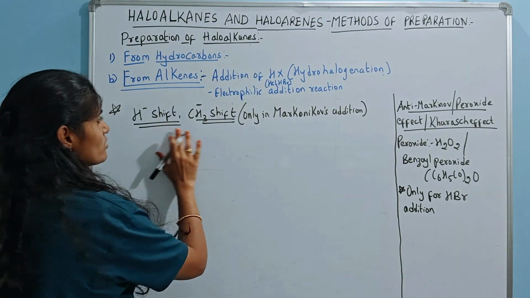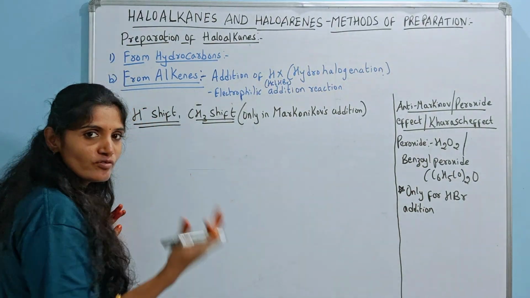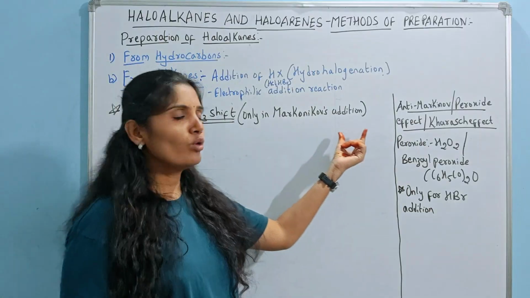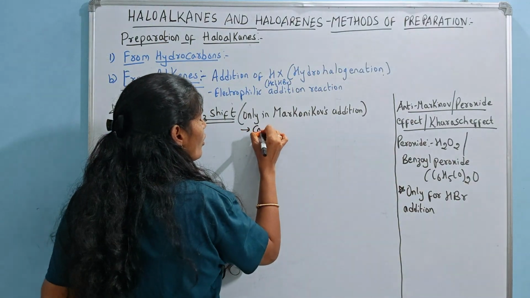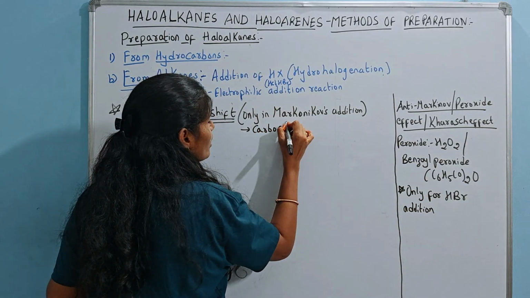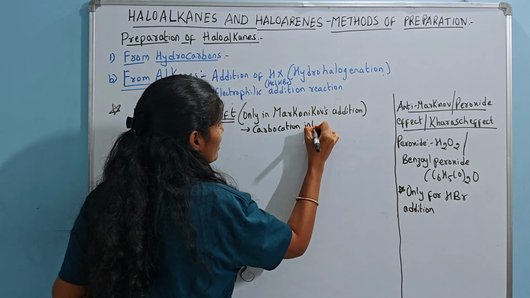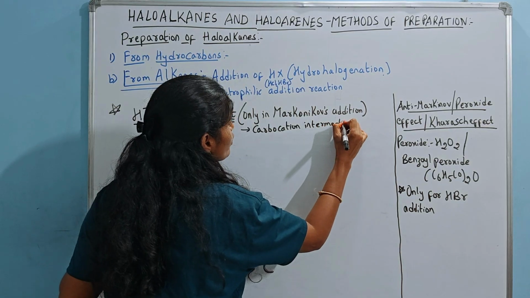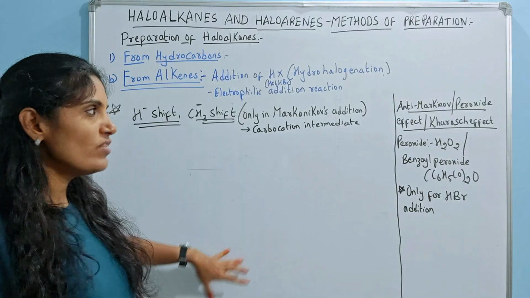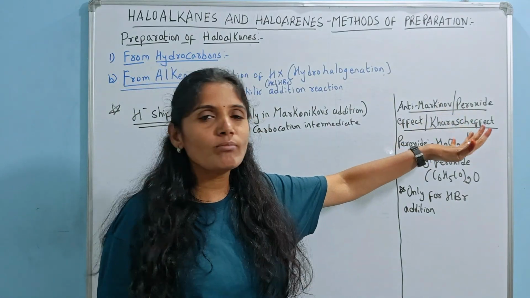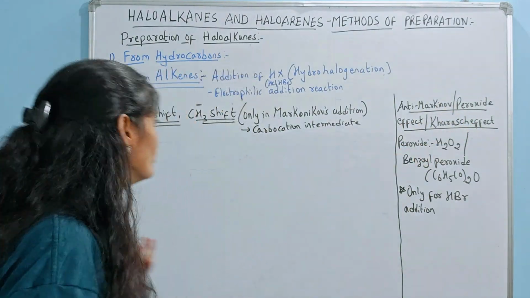Okay, to make you understand why hydride shift and methyl shift happen only in Markovnikov addition: because Markovnikov addition happens through a carbocation intermediate. That is the reason we talk about hydride shift and methyl shift only here. Now, without explaining the shift, if I tell you we can't apply it for anti-Markovnikov, you will not understand. So let us do this first.